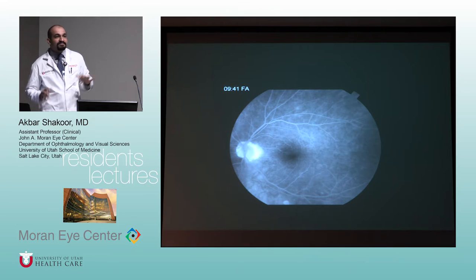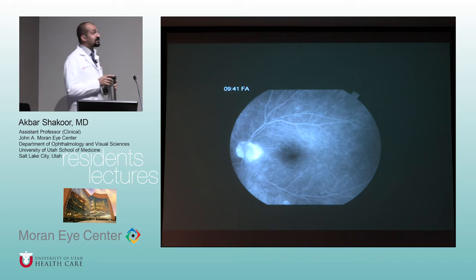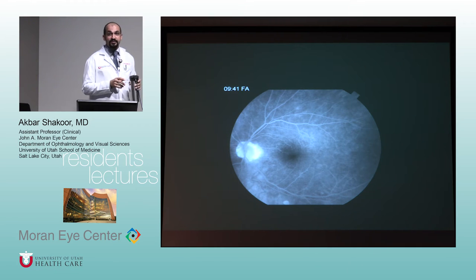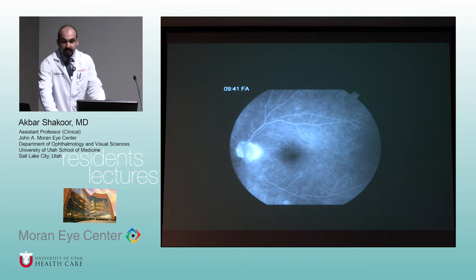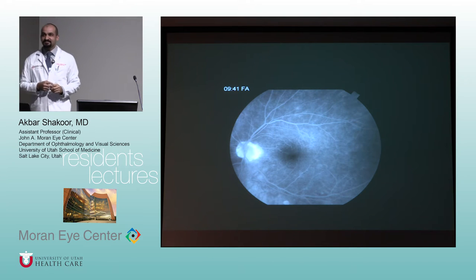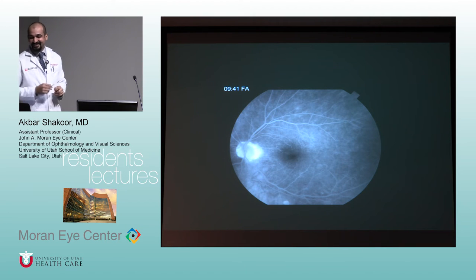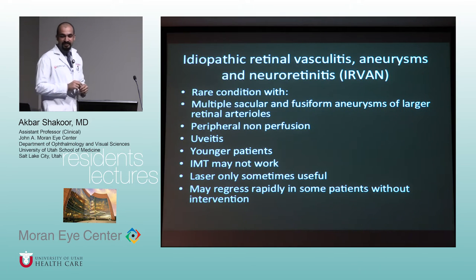So any ideas? This is an isolated retinal vasculitis. Anybody? If you don't know this, fine, because there are more papers on this than there are patients. Chris? Never mind. This is an entity known as Eales. For some reason, they like to test you on this.